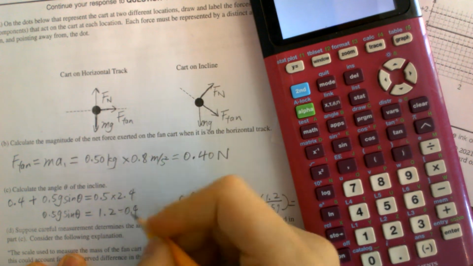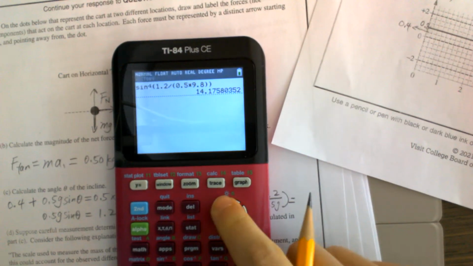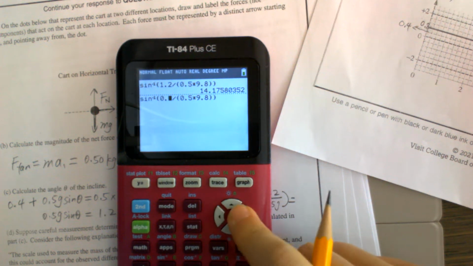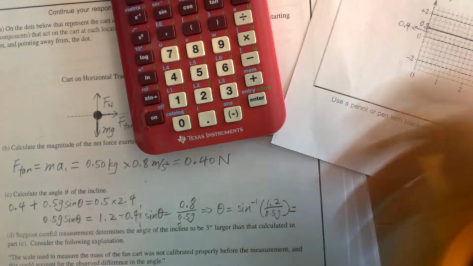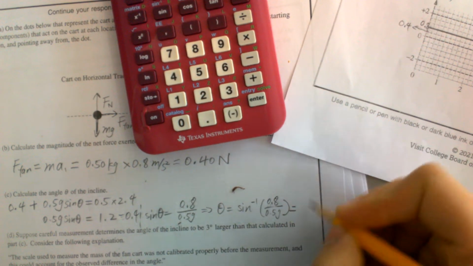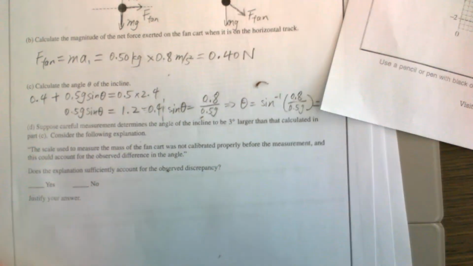So it's just sine theta. Okay, so I think that should be right if we change it to 0.8. Yeah, so theta should be 0.8 by 0.5 g, which is about 9.4 degrees. So part D.